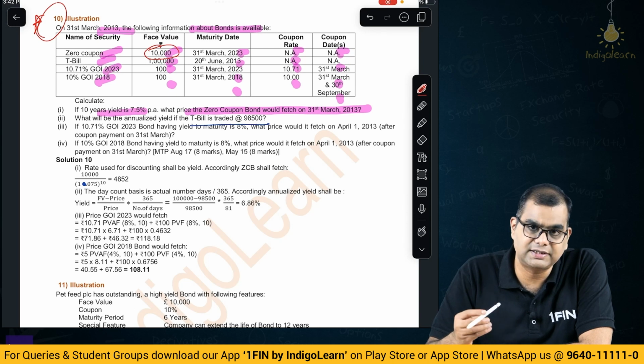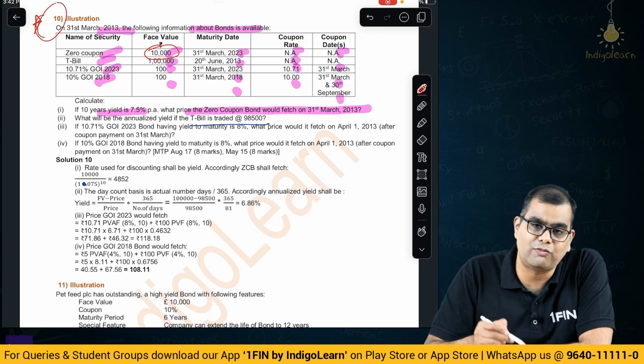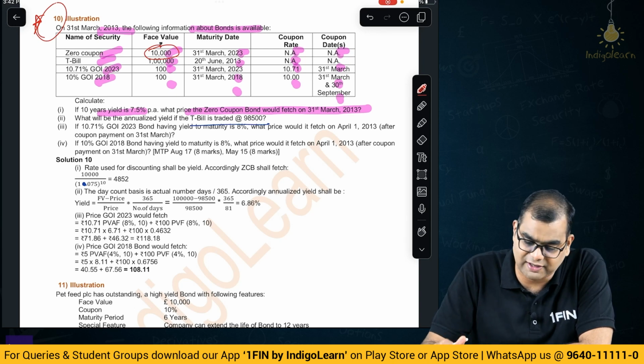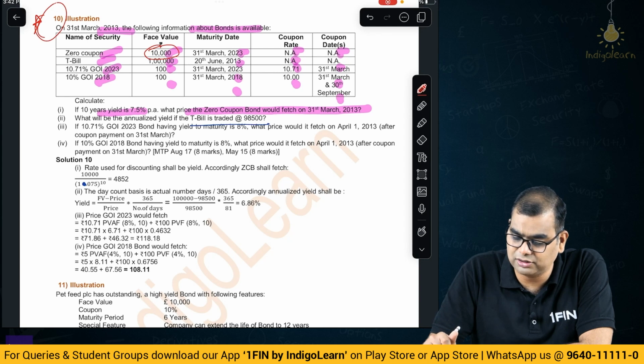So, in these 10 years, the maturity value will be 10,000. What is the price today? If the yield is 7.5%, it is simple. 10,000 divided by 1.075 to the power 10, which is 1, 2, 3, 4, 5, 6, 7, 8, 9, 10.